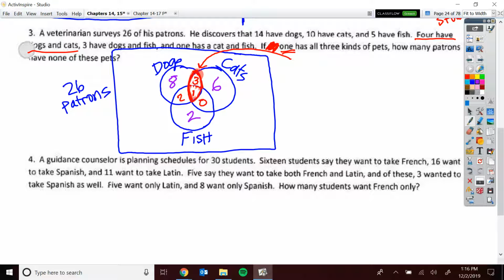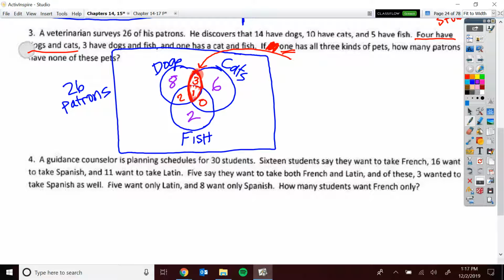So there are some patrons that go to the vet that do not have a cat, a fish, or a dog. What does that mean? Why do they go to the vet? They have a gerbil, or a snake, or a lizard, whatever. Okay, they got something, an exotic pet.